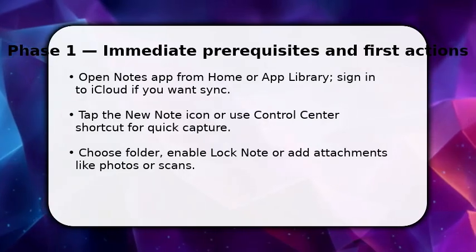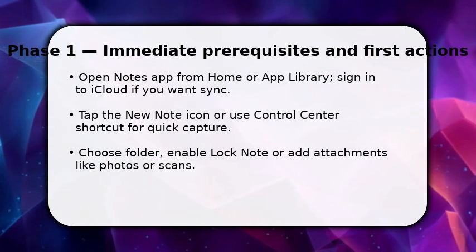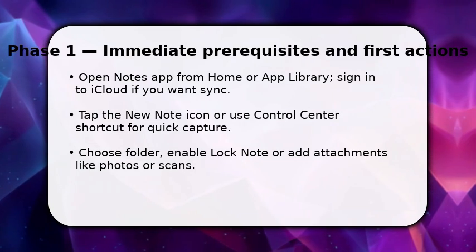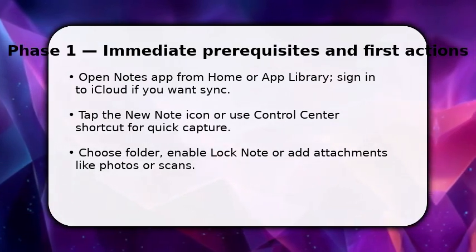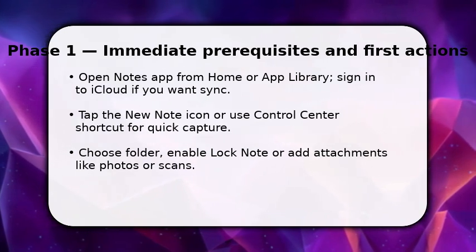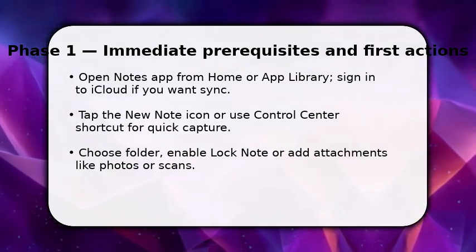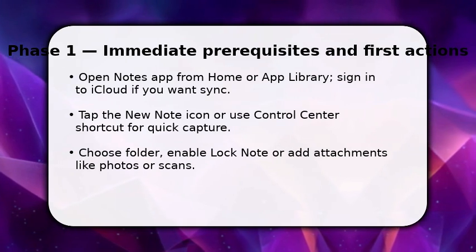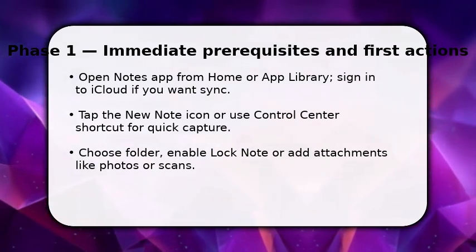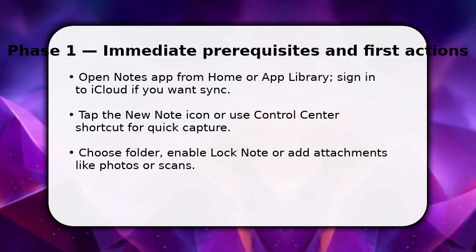You're going to start a new note right now. Open the Notes app and pick the folder where you want the content to live. This keeps things organized. Tap the New Note button at the bottom, or use the Control Center quick action if you prefer speed. Once done, add a title, paste text, or insert a photo. Make sure iCloud Sync is on if you want access on other devices. You'll see formatting options above the keyboard to structure headings and lists.